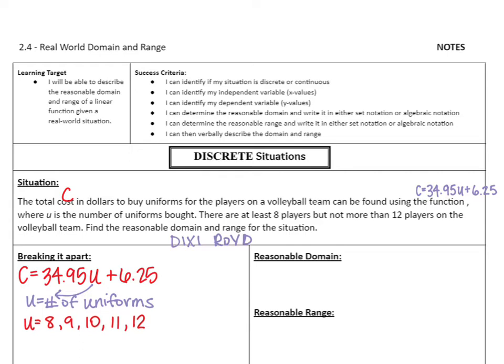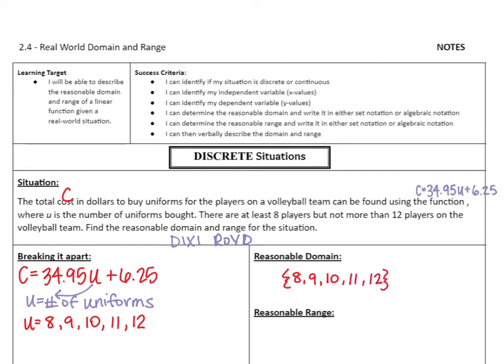Okay, so a reasonable domain, we write it in set notation, just as with any kind of discrete situation. We write it in brackets notation, where I have little curly brackets, and I know that those are my only values. 8, 9, 10, 11, 12 are my only values for my domain, and so that is going to be my answer.